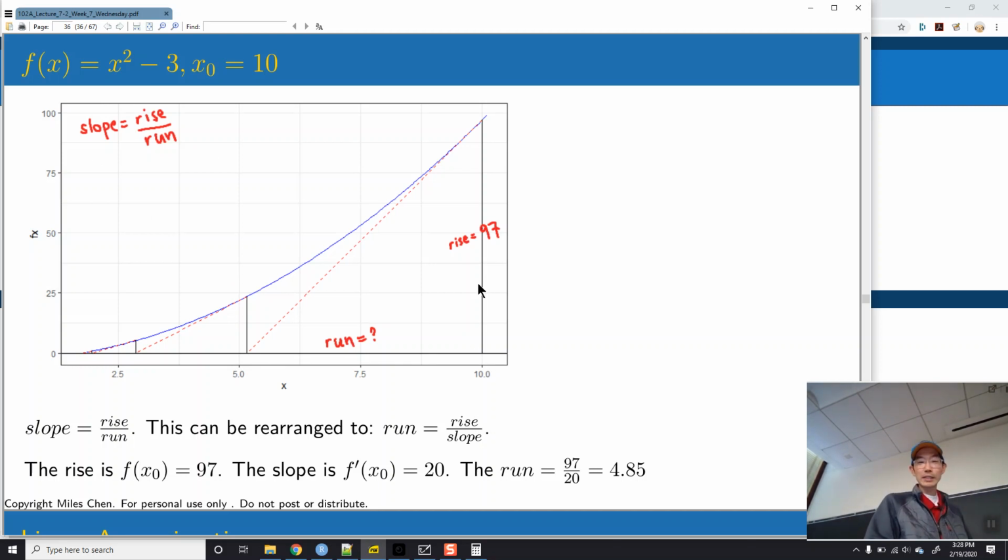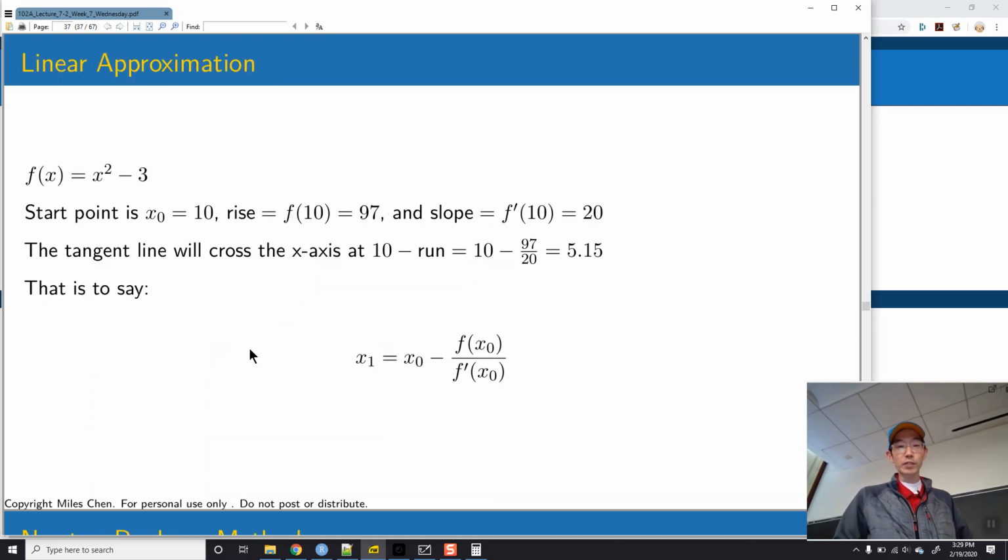So the rise is 97, and the slope is the slope of the tangent line. The derivative of this is 2x, and I plug in 10 for x, and then my slope is going to be 20. So the run is going to be 97 divided by 20, or 4.85. Is that okay for how I figure out the length of the bottom, the run of the triangle? Okay. All right, so then the next value is going to be 10 minus 4.85, okay? So we got 10 minus the run, which is 97 over 20, and we get 5.15.